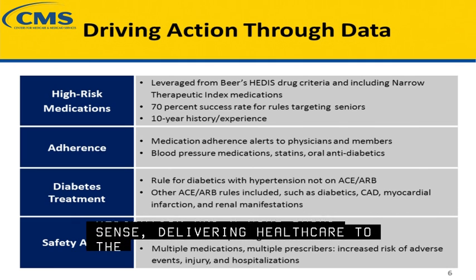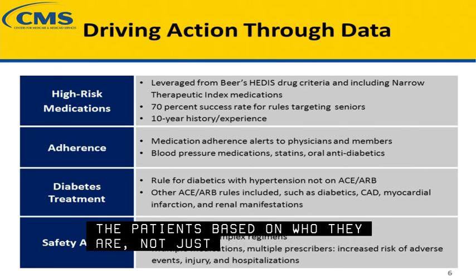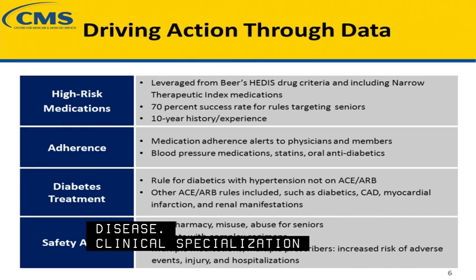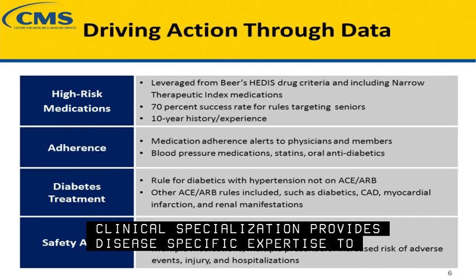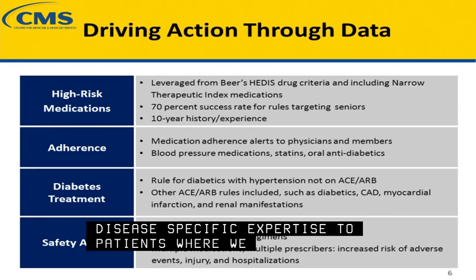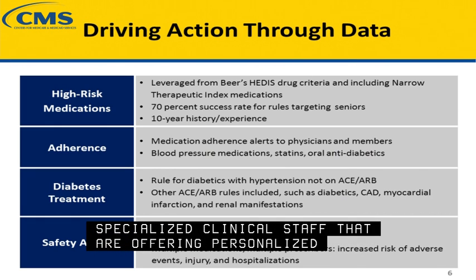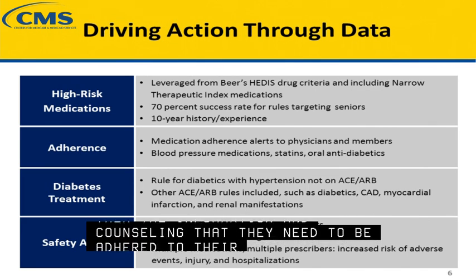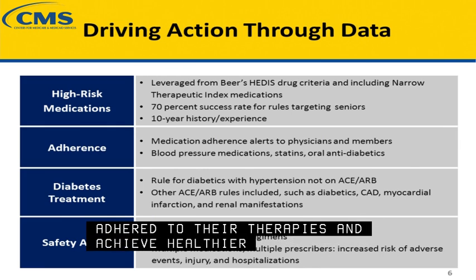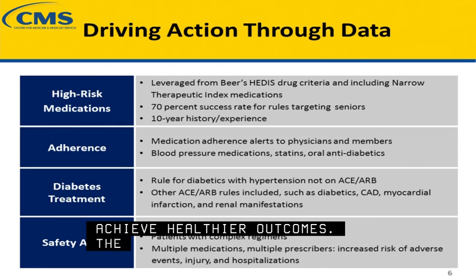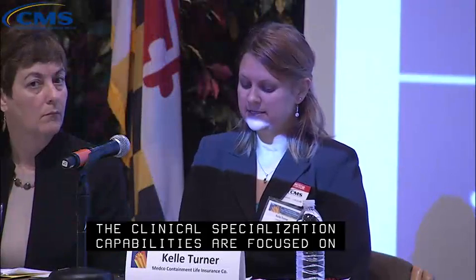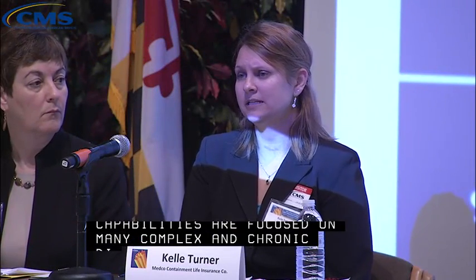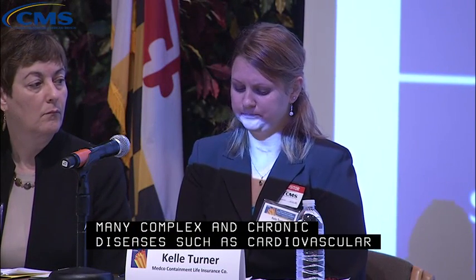Clinical specialization provides disease-specific expertise to patients, where we have specialized clinical staff that are offering personalized care to our beneficiaries to give them the information and counseling that they need to be adherent to their therapies and achieve healthier outcomes. The clinical specialization capabilities are focused on many complex and chronic diseases, such as cardiovascular disease, HIV, diabetes, cancer, asthma, depression, and other rare specialty conditions.